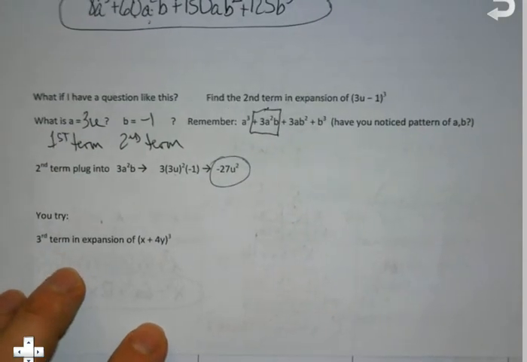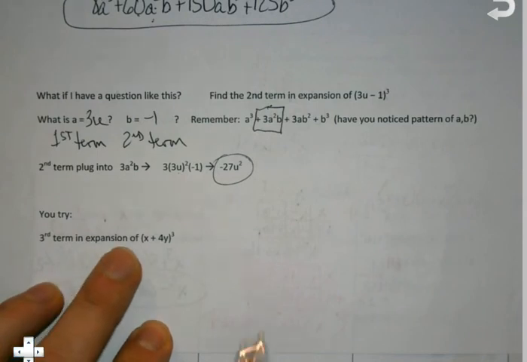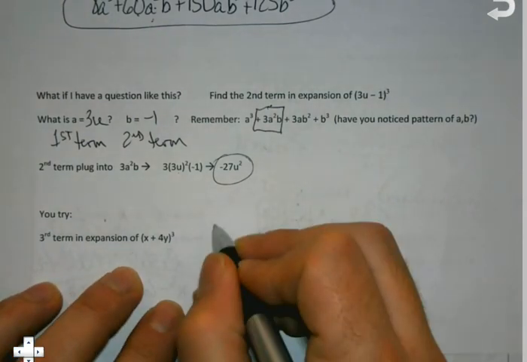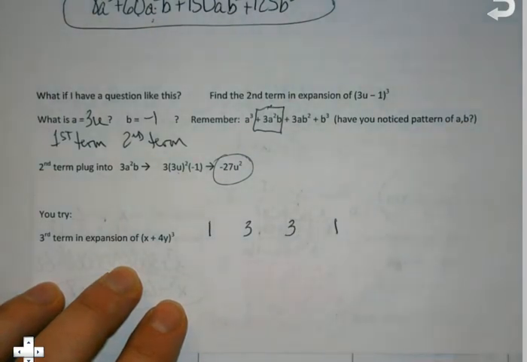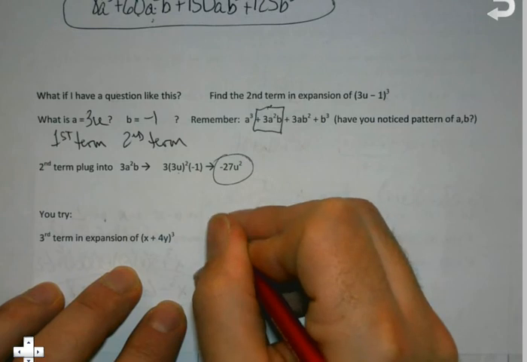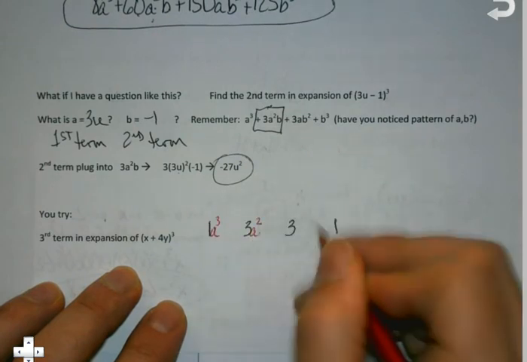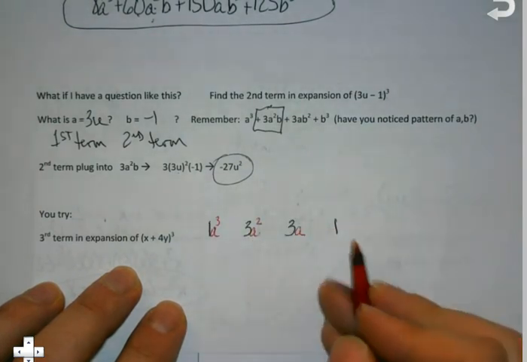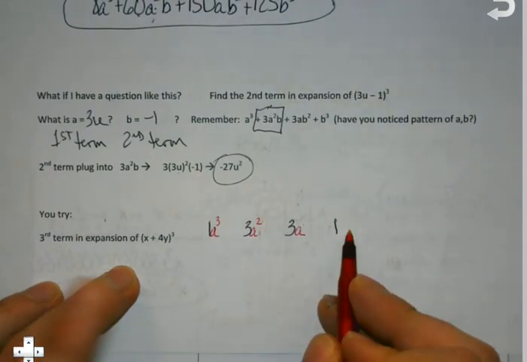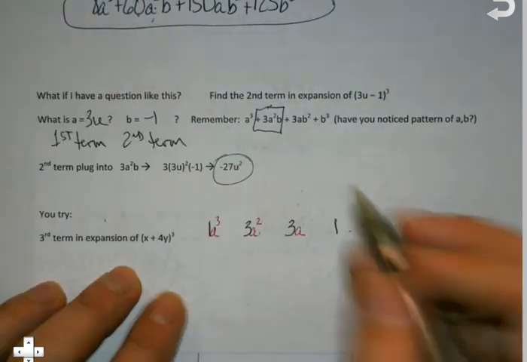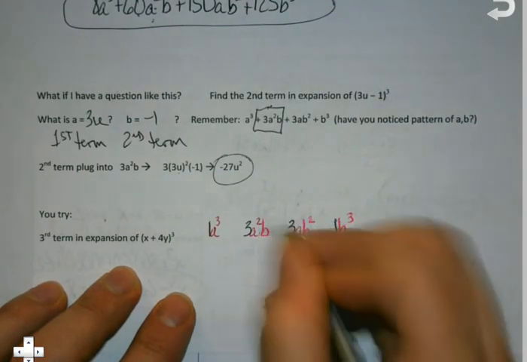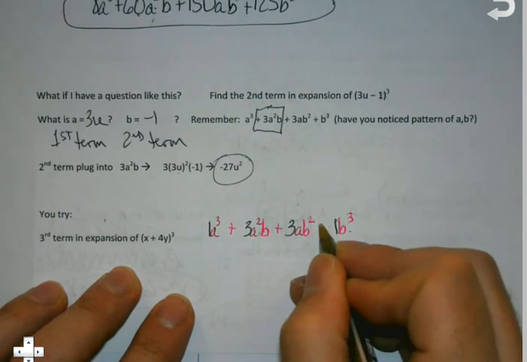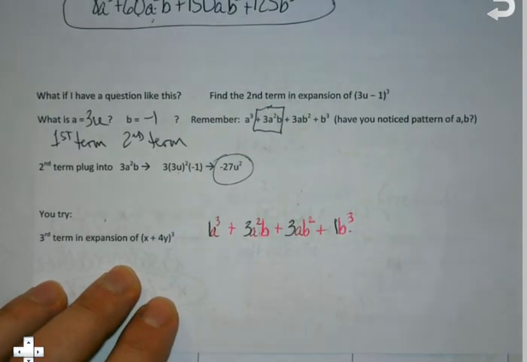On the one where it says you try, third term in the expansion of x plus 4y to the third. Remember, third level, I'm at 1, 3, 3, 1. Start with my a. I'm going to do this clean this time. Work my way down until I run out of places to put a's. 3, 2, 1. I have no a's left. With the b's, start at the other end with your cube, squared, 1, then I run out. So I created my pattern. I'm not having to memorize it necessarily. If I just understand the numbers, I can figure this part out.